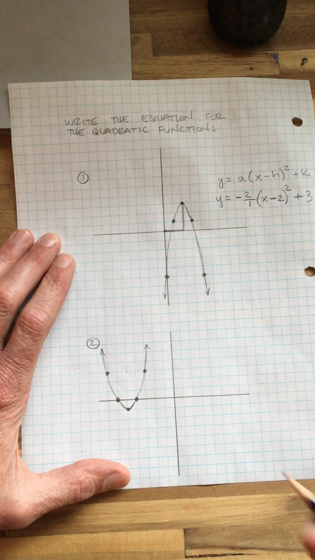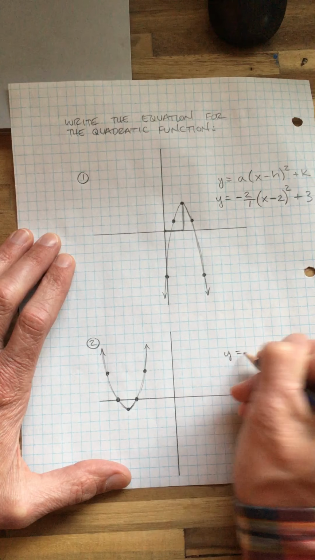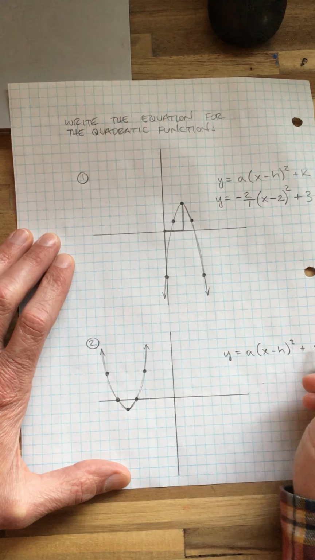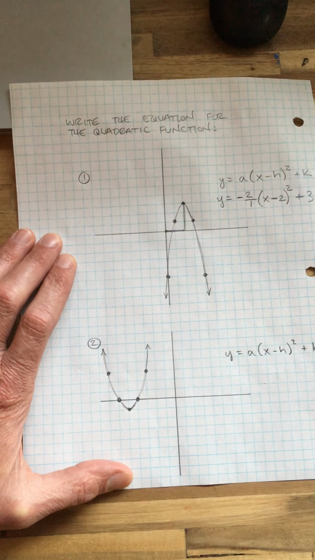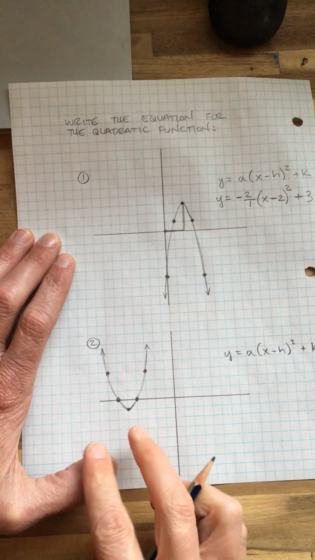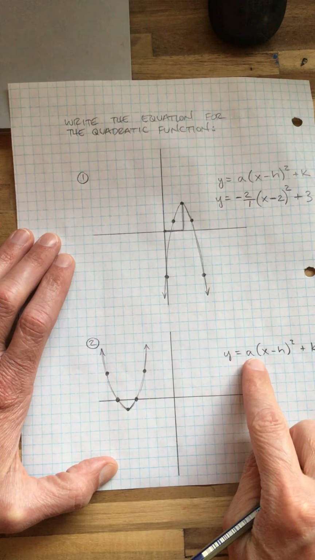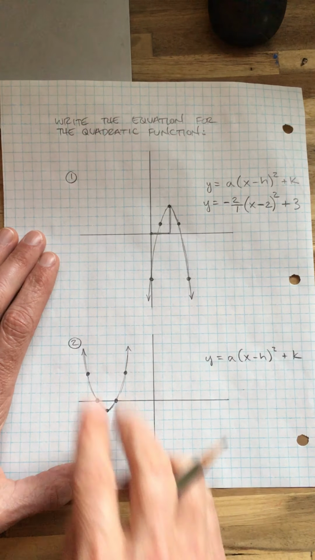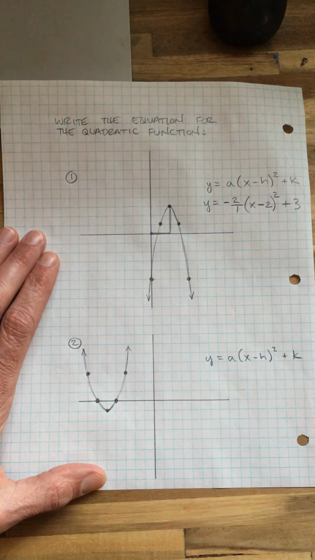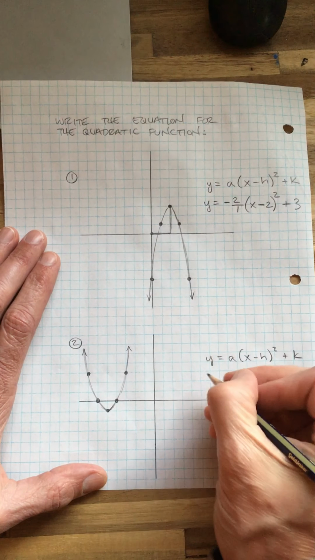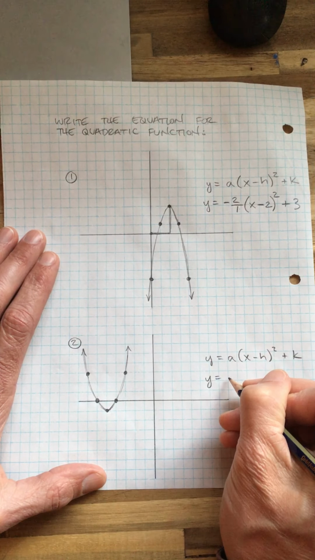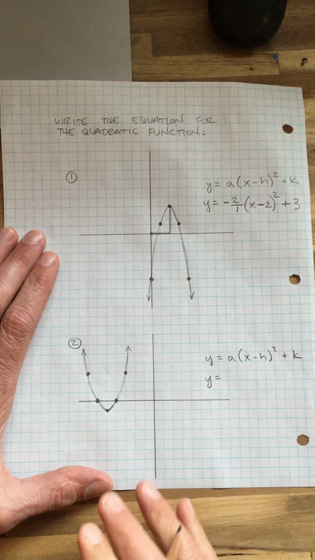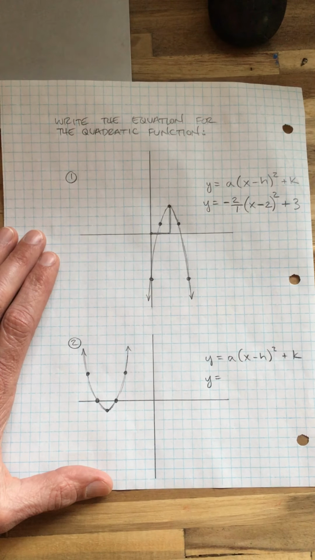All right, here we go. We have y equals, remember it's a times x minus h squared plus k. All right, notice my graph. It's opening upward, right? So what should my a be? Positive or negative? It's opening upward, so it's not reflected down. It's opening up, so it's going to be positive. So y equals, it's going to be positive, so you don't need to write a plus. The main thing is you don't write a negative, okay?